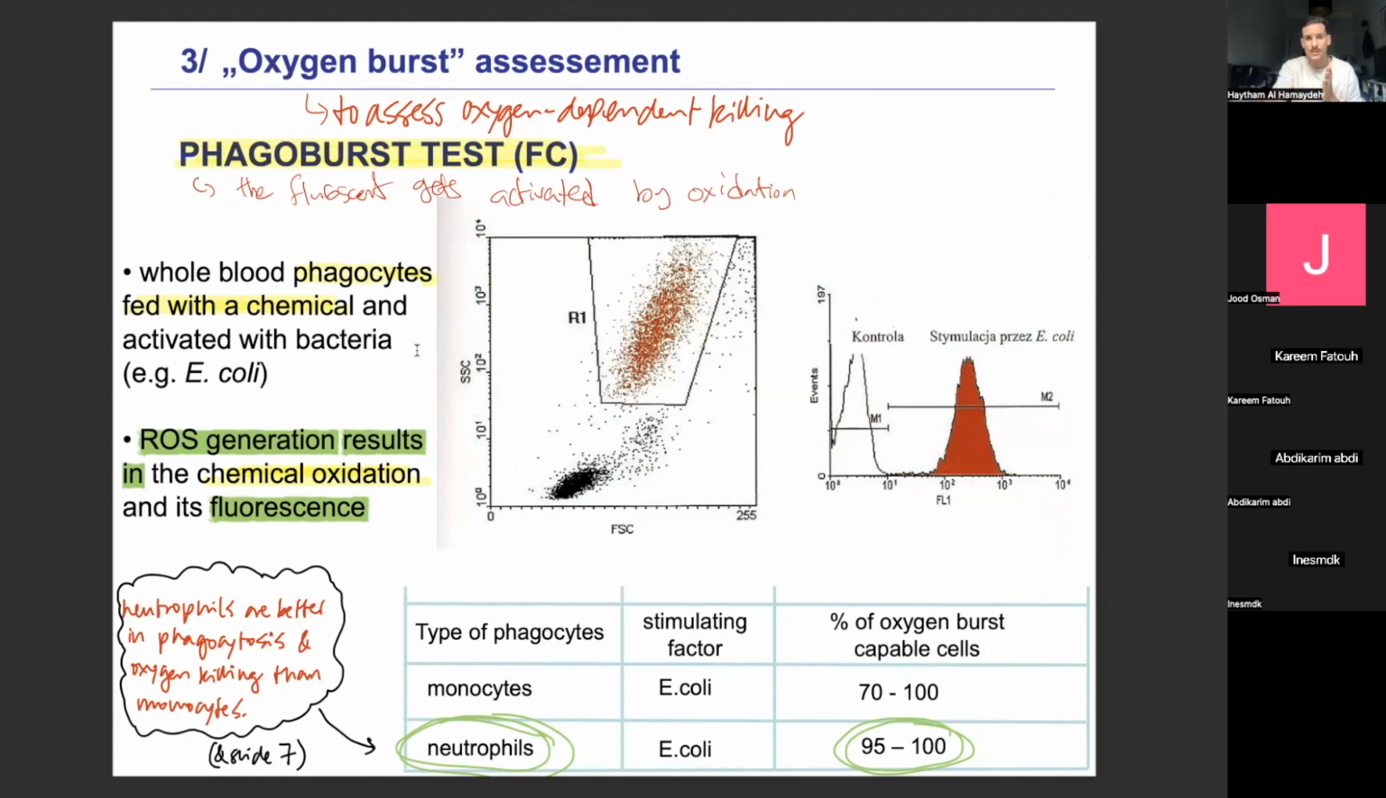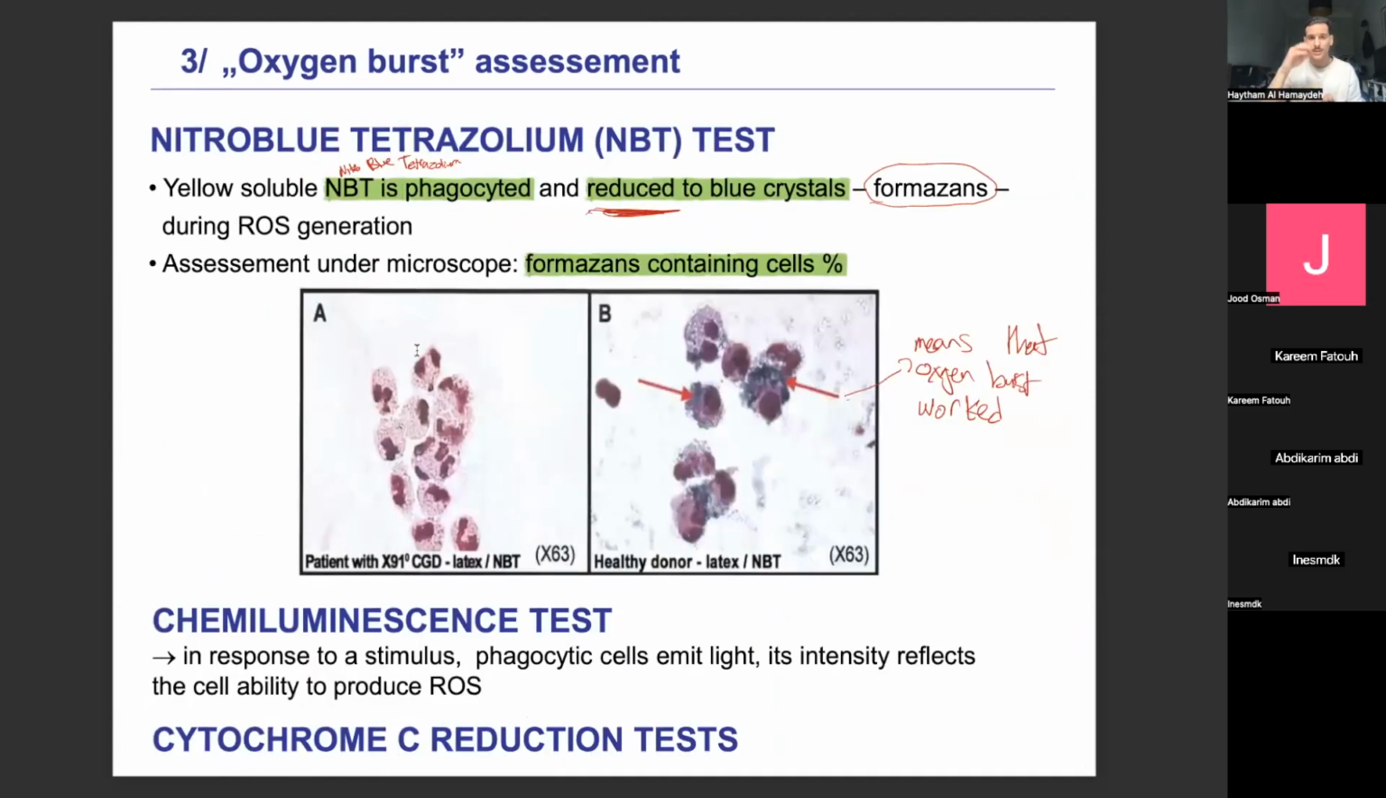And so we use chemicals. The first chemical, there's 3 tests, but the most important one they actually pointed at is this one, nitro-blue tetrazolium, the NBT test. We will incubate this NBT with the cells, the white blood cells, yes.